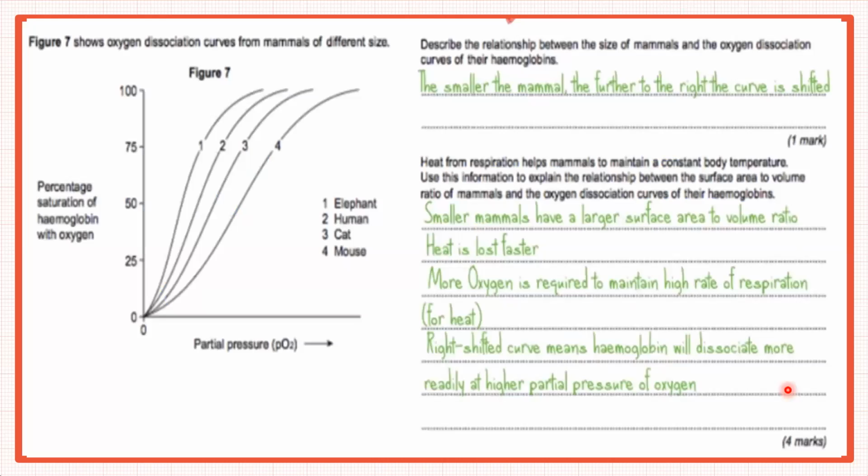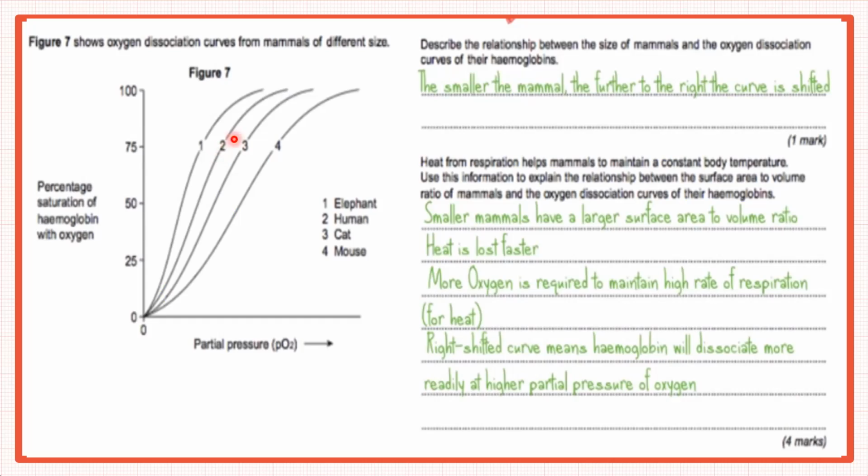So this is a question here where they've shown you 4 different curves and one stands for the elephant. You can see that this has shifted quite a lot towards the right. Then second is for the human, then cat, and then the mouse. So the standard curve, we have 2. Against this, we are telling the other 3. First they're saying describe the relationship between the size of mammals and the oxygen dissociation curve of the hemoglobin.